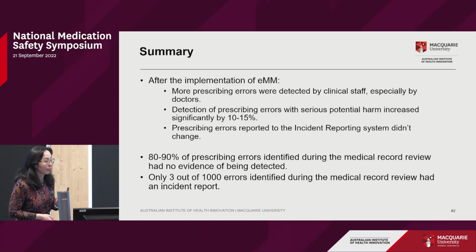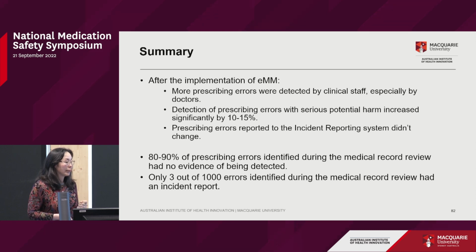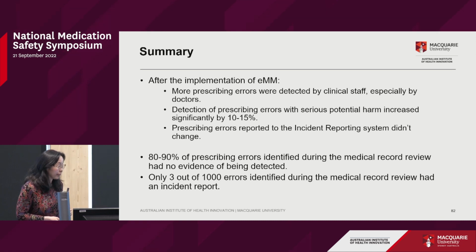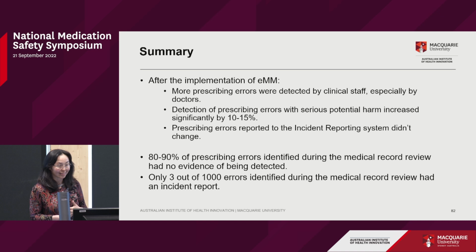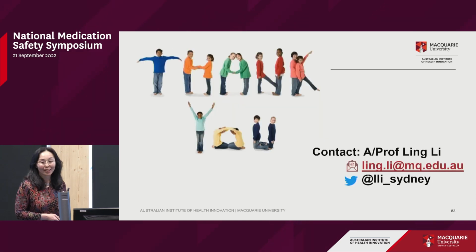So in summary, after implementation of eMM, more prescribing errors were detected by clinicians, especially by doctors, and the detection of prescribing errors with serious potential harm increased significantly by 10 to 15%, and the reporting rate didn't change. As Jeffrey said in the opening session, we should probably think of both System 1 and System 2 approaches. I'd like to point out that 80 to 90% of the prescribing errors identified had no evidence of being detected. And the other point is the reporting: only 3 per 1,000 errors identified has an incident report. On that note, thank you, and any questions?